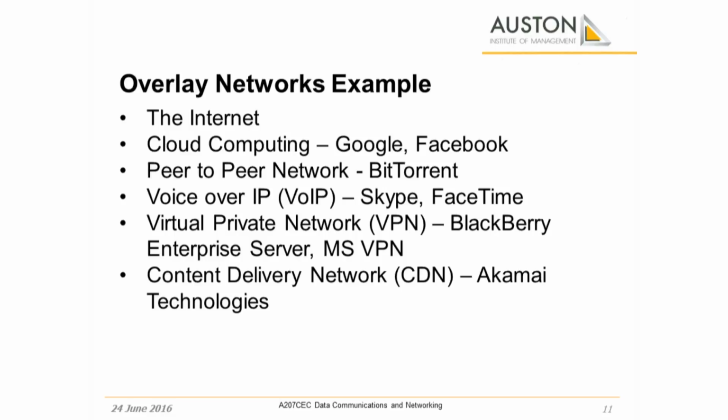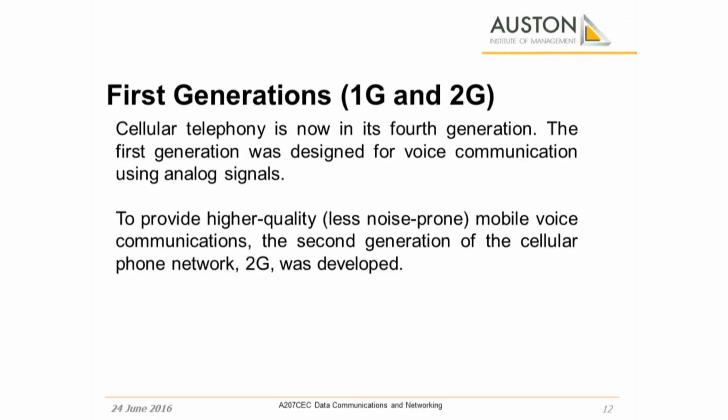Next, we have a very quick look at carrier networks. Cellular telephony is now in its 4th generation. The first generation, 1G, was designed for voice communication using analog signals. To provide higher quality, less noise-prone mobile voice communications, the second generation of cellular phone networks, 2G, was developed. While the first generation was designed for analog voice communication only, the second generation was mainly designed for digitized voice. 3 major systems evolved in the second generation: DAMPS, GSM, and IS-95.